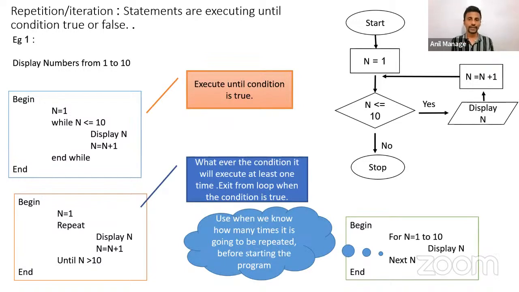While loop executes until the condition is true. Repeat until, whatever the condition, will execute at least one time and exits from the loop when the condition is true. For loop is used when we know how many times it is going to be repeated before starting the program, only if we know. Right? Okay, let's look at another program.